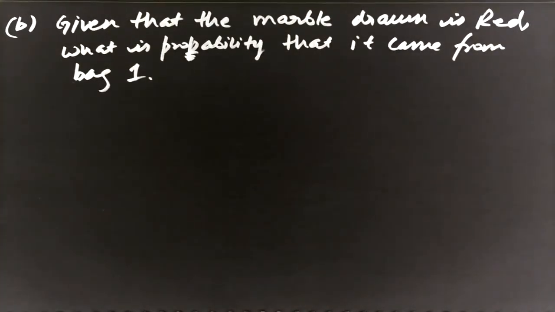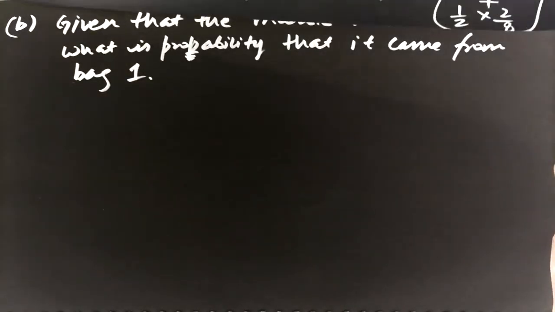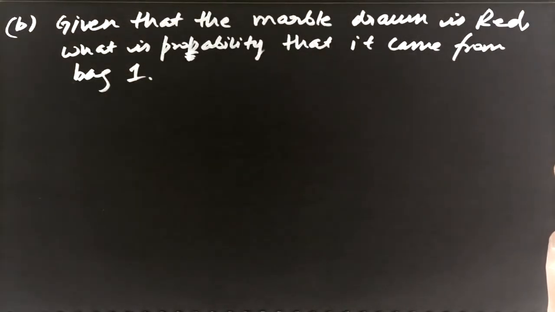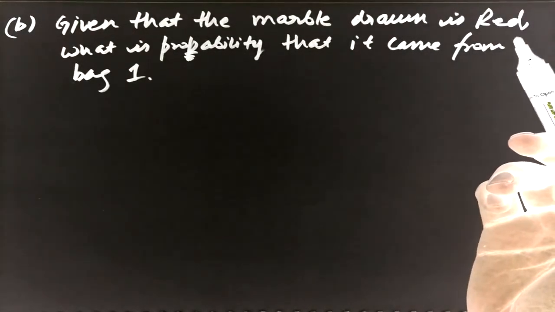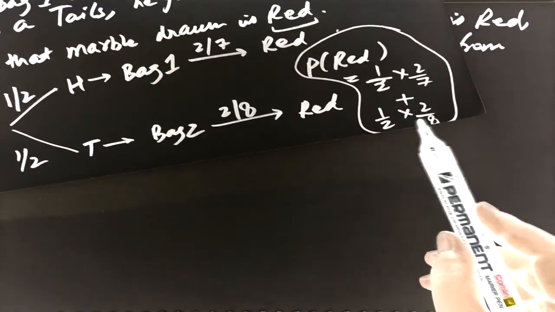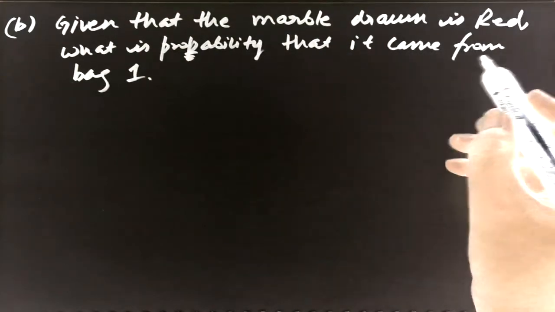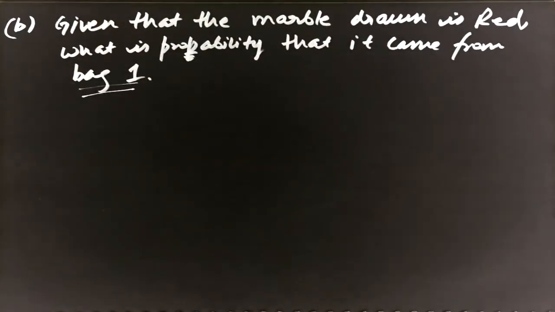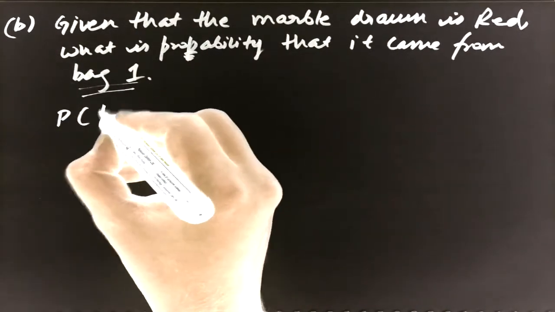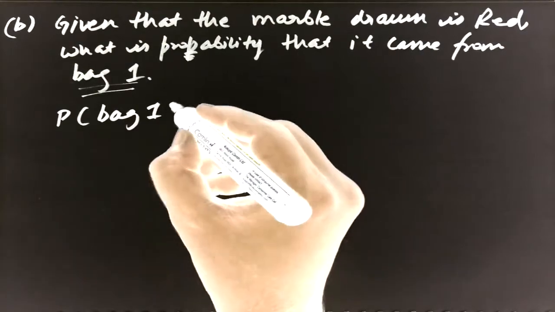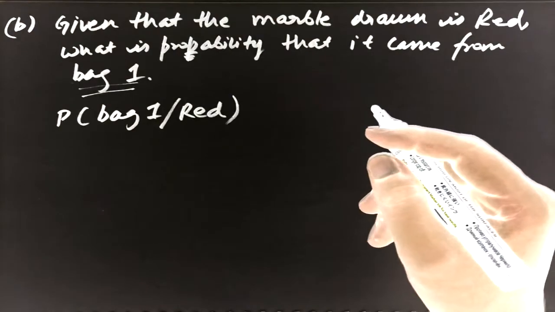So this is the second part of the question. The question earlier was this. It says that given that the marble drawn is red, of which probability we have already calculated, what is the probability that it came from bag one? So what we have to find here is the probability of bag one when red has already been drawn out.